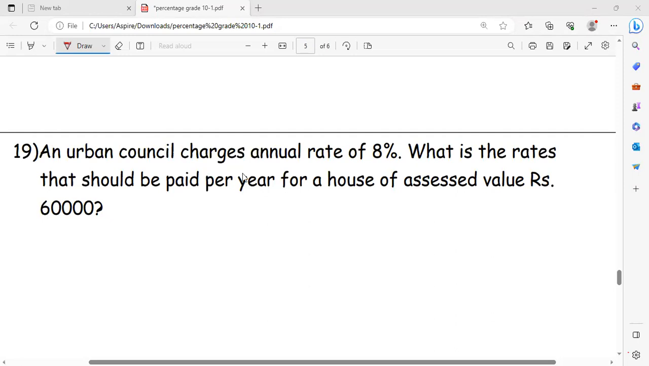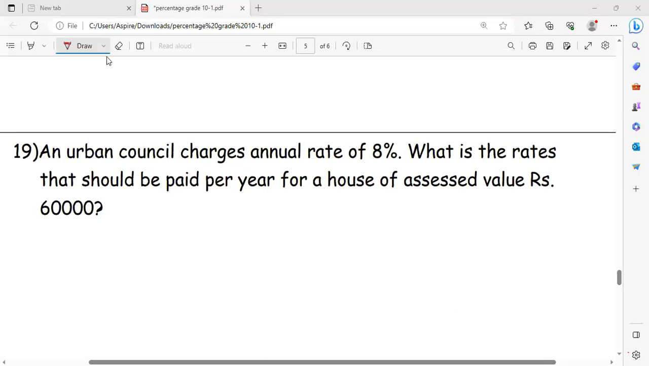Okay. An urban council charges annual rates of 8%. What is the rates that should be paid per year for a house of assessed value 60,000? Okay. Now, actually rates is equals to what? It is percentage of assessed annual value.